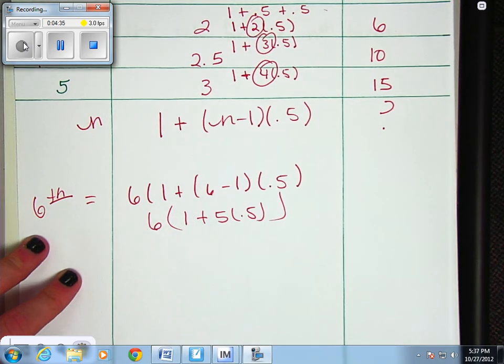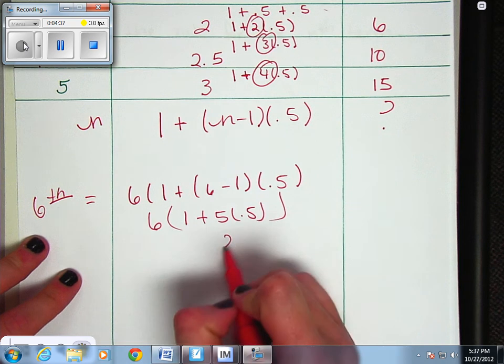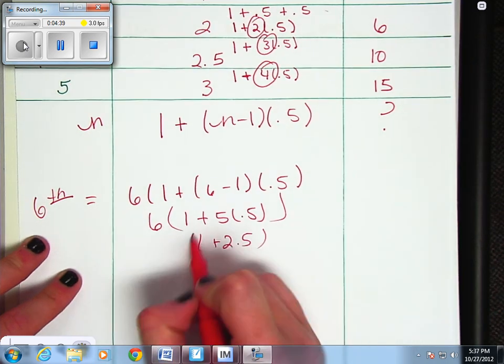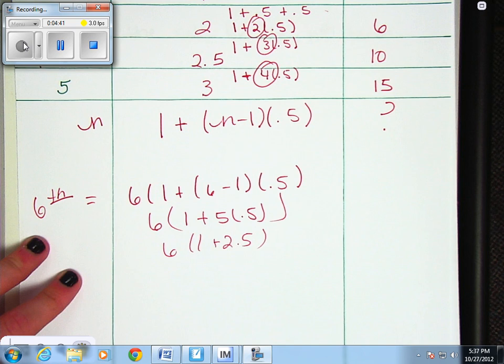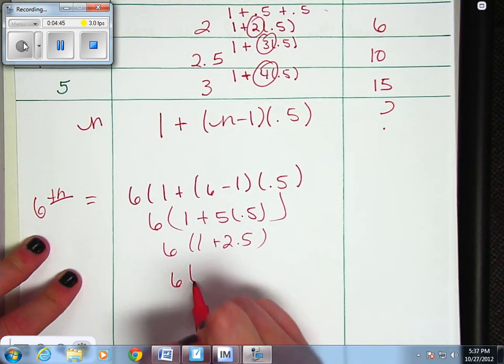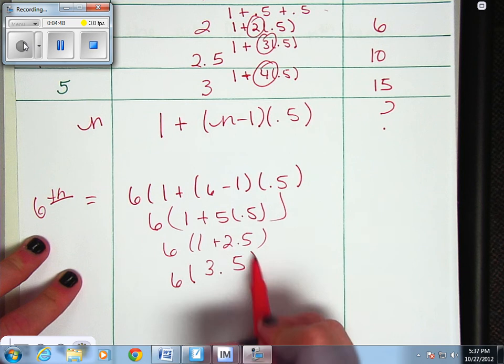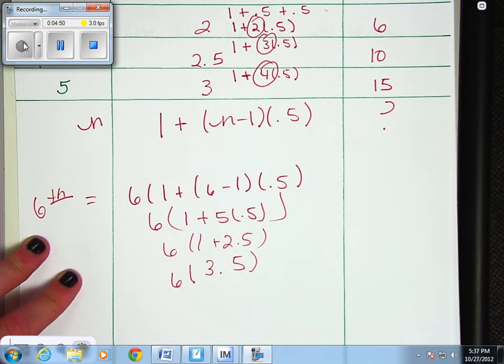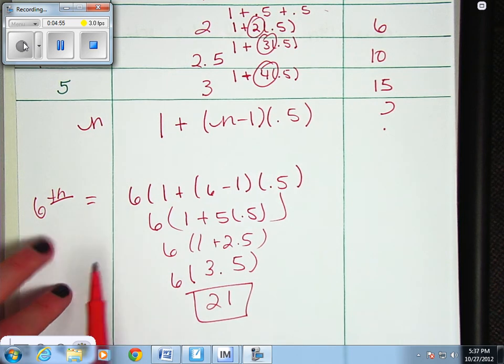So what is 5 times 0.5? 2.5. 2.5 plus 1 times 6. And then where do you go from there? You're going to add 2.5 plus 1, which is? 3.5. And then what do you get? 21. So we have just discovered that our sixth triangular number is 21.